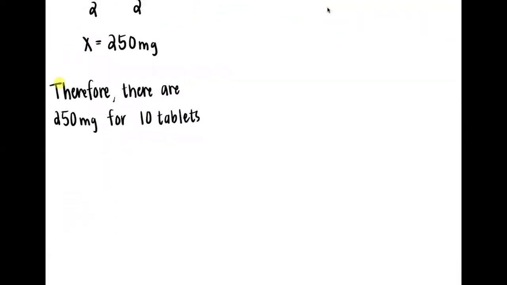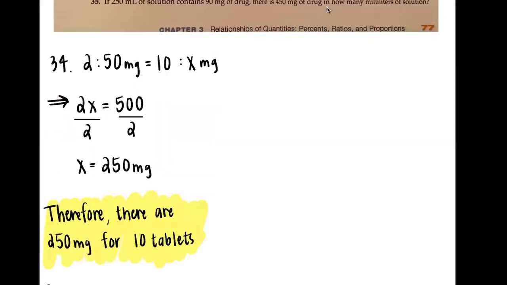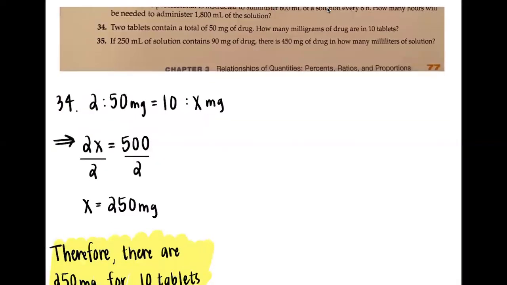Let's go ahead and now set up using the fractions method of cross multiplication for number 35. So number 35 says, if 250 milliliters of solution contains 90 milligrams of a drug, so that's one fraction, there is 450 milligrams of a drug in how many milliliters? So then we're going to set up a statement equal to now the second part of the sentence.